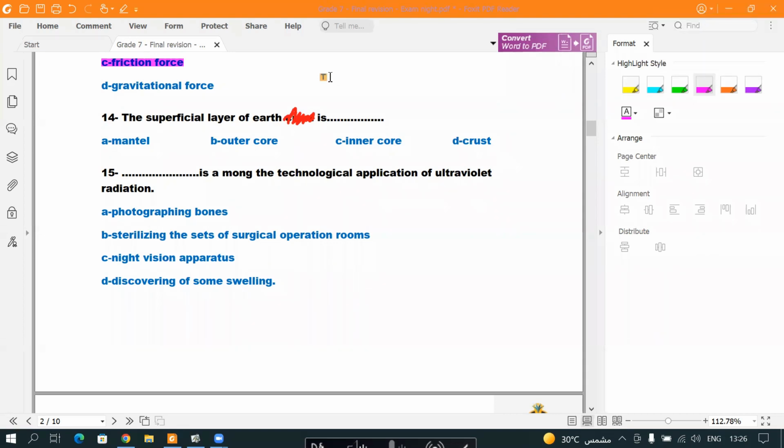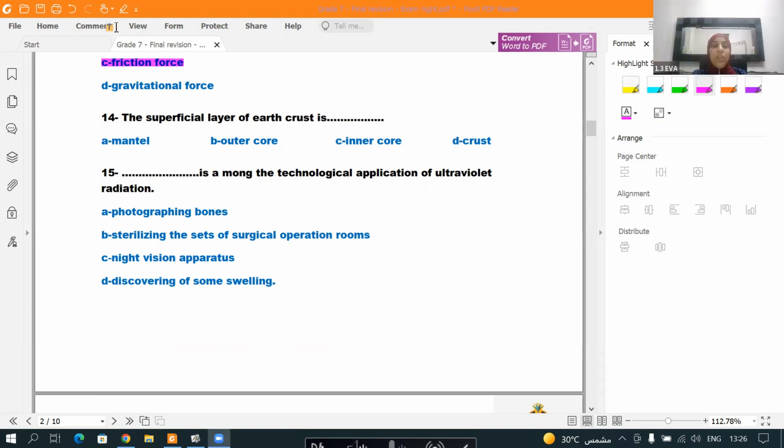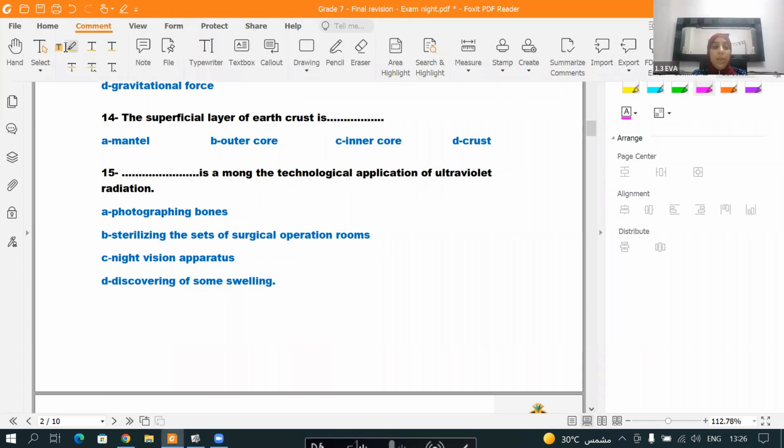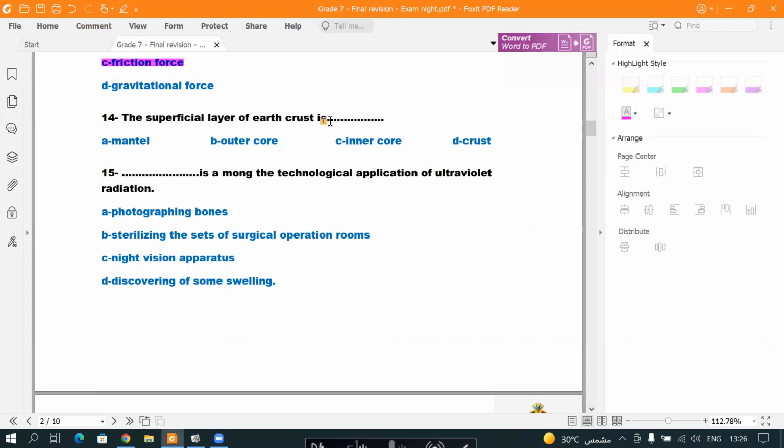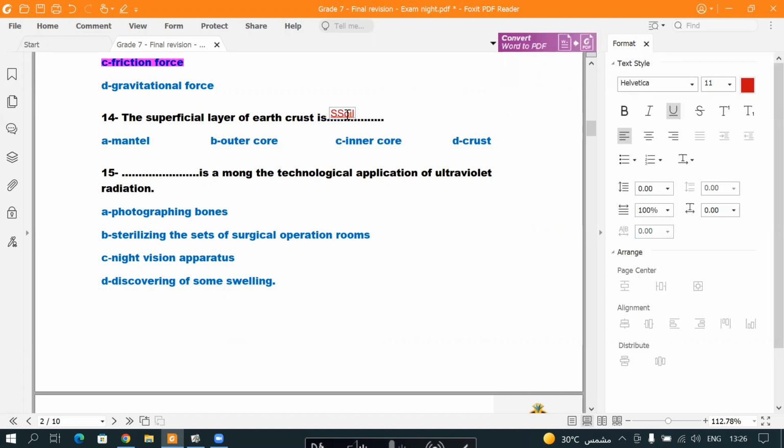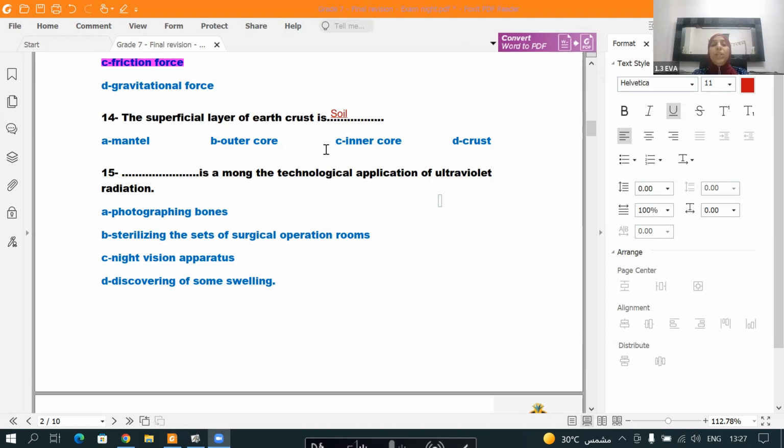The superficial layer of the Earth's crust, it will be... it has sand and soil, it has rock. Yeah, soil. Okay, the superficial layer of Earth's crust, guys, is soil.